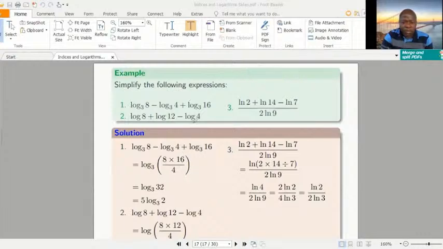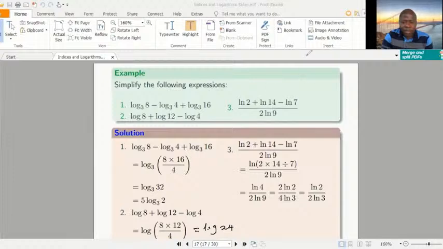What about this question 2? I can see log of 8 plus log of 12 minus log of 4. Let's multiply where there is addition. The log of 8 times 12 divided by 4, which will be what? This will go there twice. It will be log of 4. The base here is 10. You can just leave it the way it is.